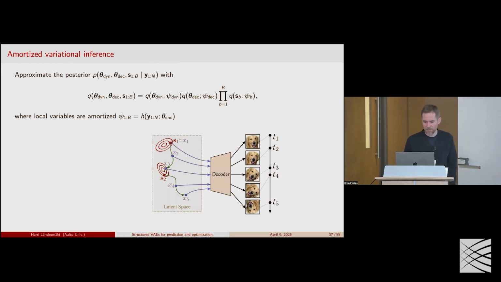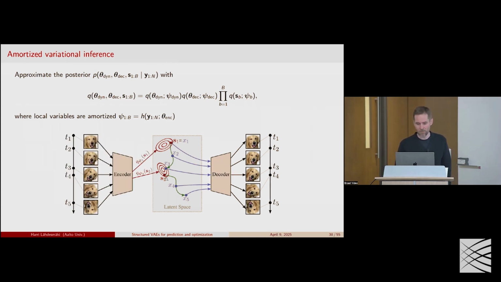And then if you think about it in terms of VAE language, here is our generative model, and then now the variational inference of the shooting variables gives you the encoder structure for your model.